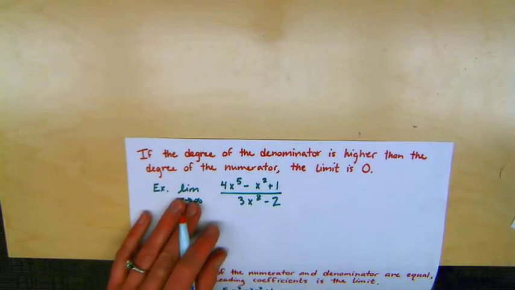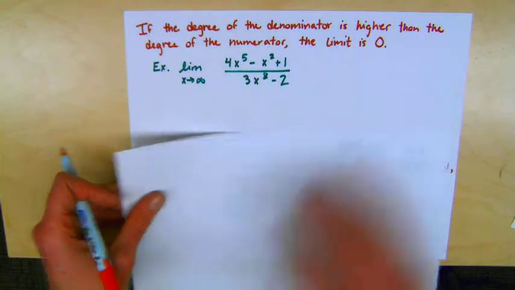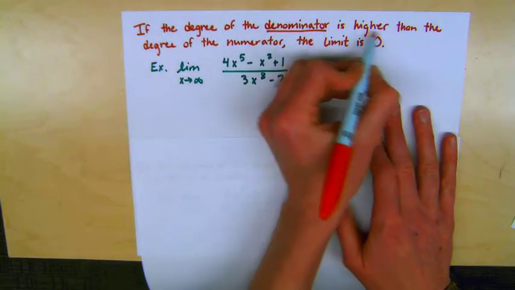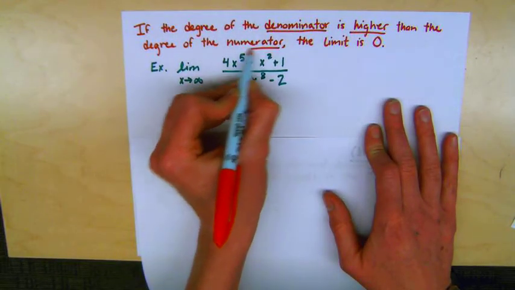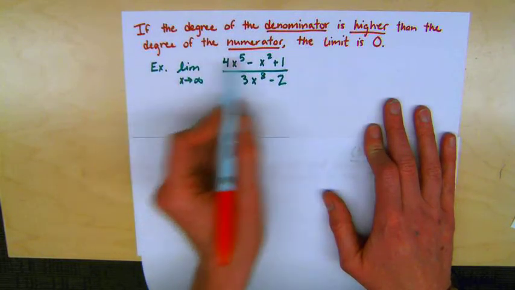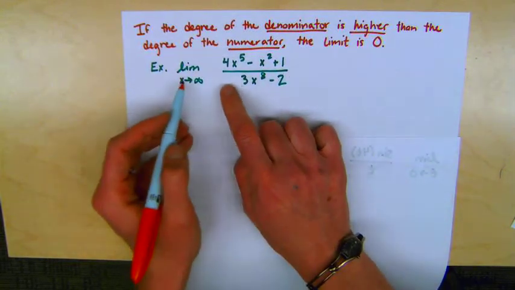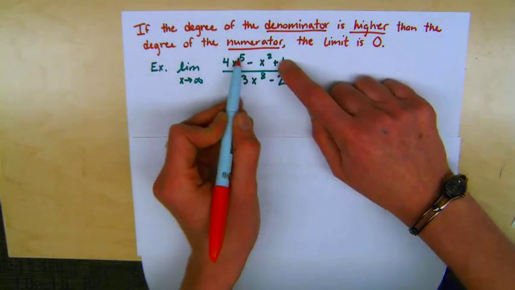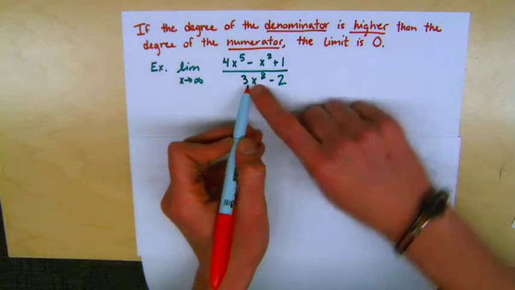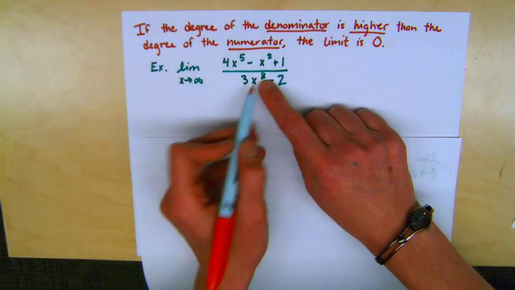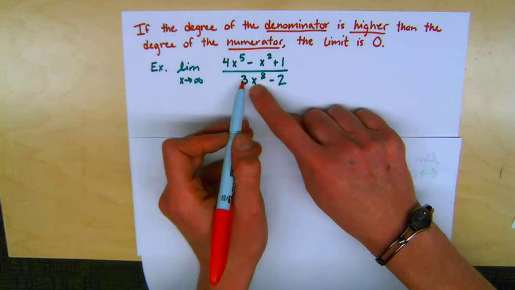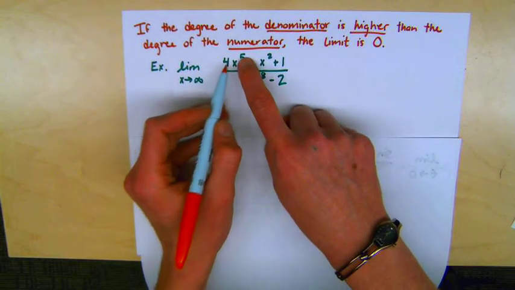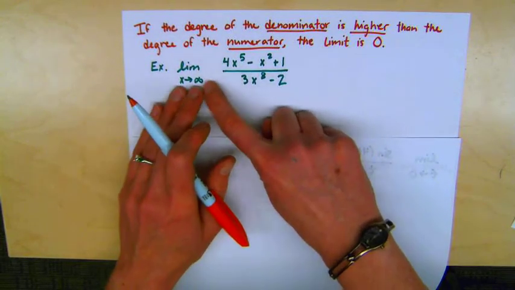The next rule is, if the degree of the denominator is higher than the degree of the numerator, the limit is 0. And we'll look at a similar example. So again, just looking at it in terms of a qualitative analysis, I see that none of the terms on top are anywhere near as big as what happens when I take x to the 8th. Even multiplying x to the 8th times 3, that's going to be way bigger than taking x to the 5th times 4 as my x values approach infinity.